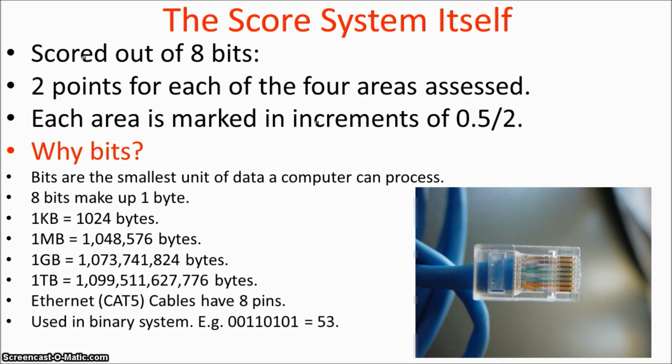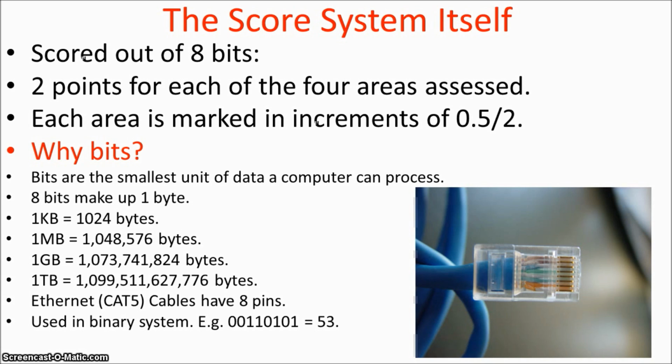This is also used in the binary system. For example, in the binary code system, if you have the code 00110101, no, I'm not trying to confuse all of you, it equals 53. Just a quick lesson: from right to left, each unit is represented by doubling the number, so it goes 1, 2, 4, 8, 16, 32, 64, 128, which is also very familiar as to how they go about selling all these different sizes of, for example, USB flash drives.